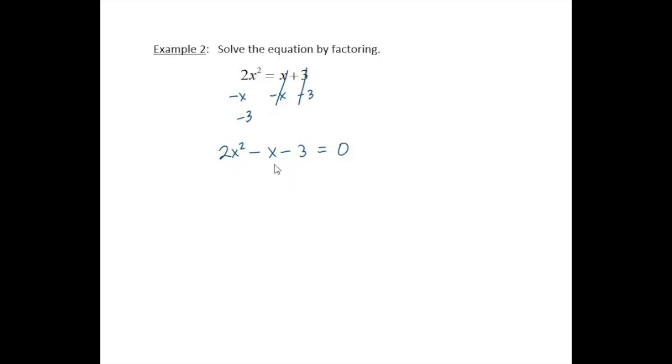Now we want to factor this trinomial so we can apply the zero product rule. Remember that we're trying to get two binomial factors. In the first positions, we're going to put the factors from the leading term here. Since 2 is prime, we only have one possibility, 2x times x.